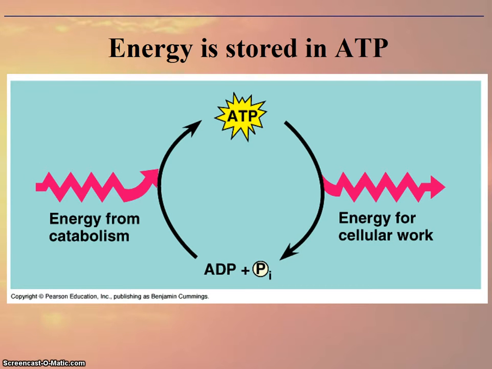The energy it's removing is in a little molecule called ATP. ATP stands for adenosine triphosphate. It's a molecule that contains three phosphates, which is where the tri part comes from, and an adenosine molecule. This is the molecule of energy that is removed from the foods that we eat through our metabolism.